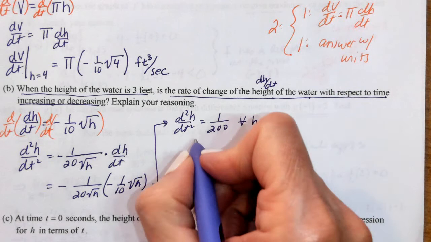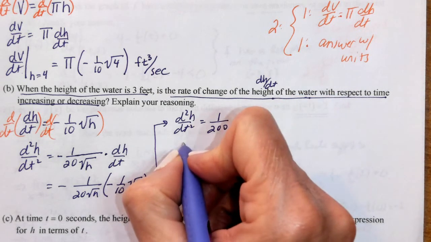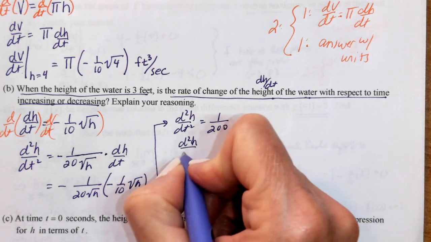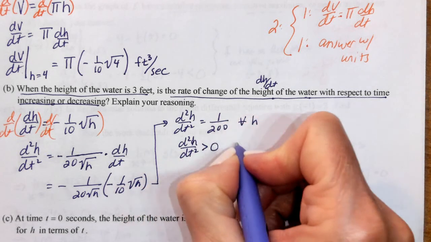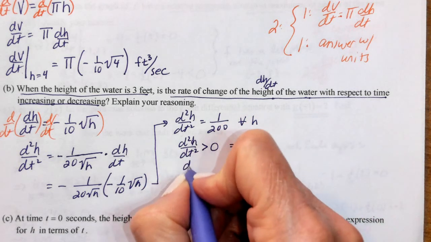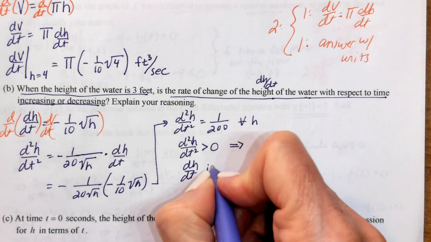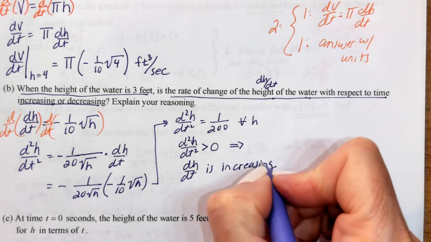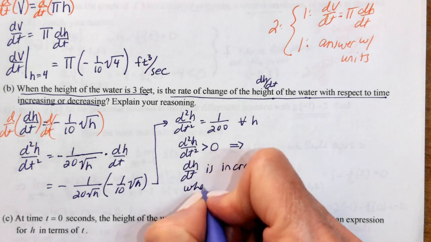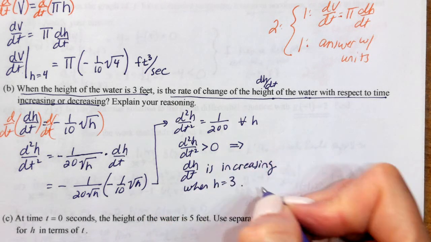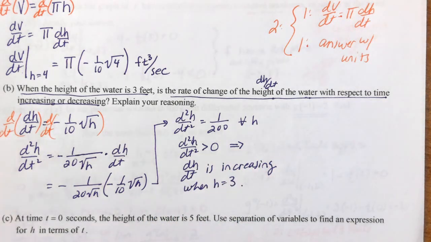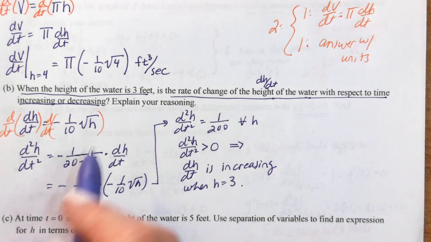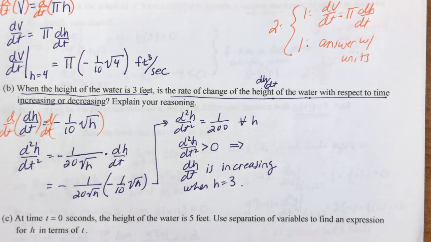So this, the second derivative, is positive, therefore dh/dt is increasing when h equals 3, and for all heights. But specifically, when they asked for h is 3, so I told them when h is 3.